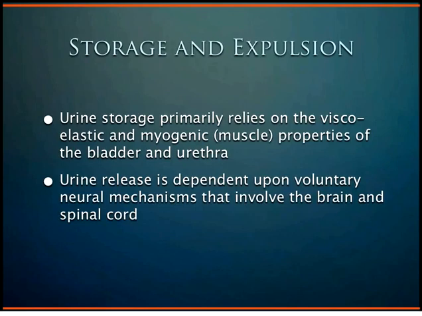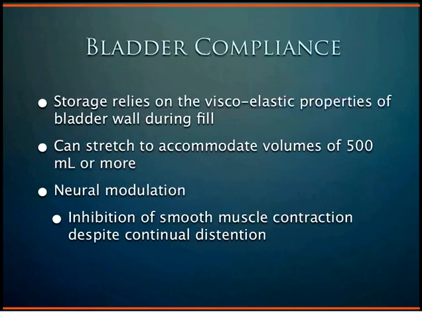The storage component relies upon the viscoelastic and myogenic, or muscular, properties of both the bladder and the urethra. The release component, on the other hand, is dependent on the voluntary neural mechanisms that involve the brain and the spinal cord. Both myogenic and neurogenic dysregulation can result in bladder disorders related to certain metabolic conditions, neurologic diseases, trauma, and medications. Compliance of the bladder relies on the viscoelasticity of the bladder wall during the filling cycle.